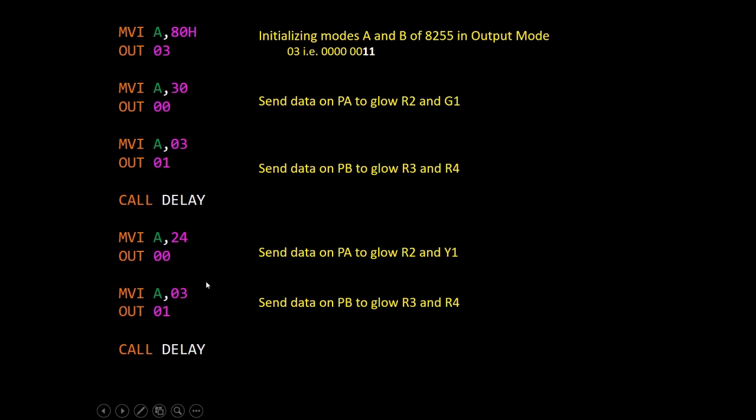And the port B code will remain the same because R3 and R4 are still glowing just as earlier. Then we again call a delay and so on. This is how this code is working.